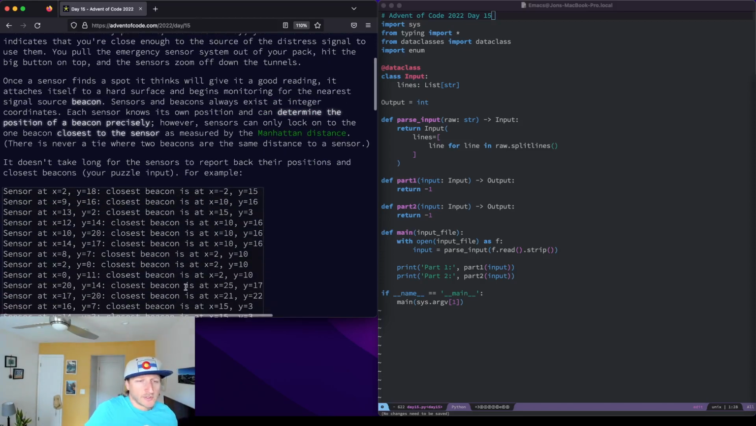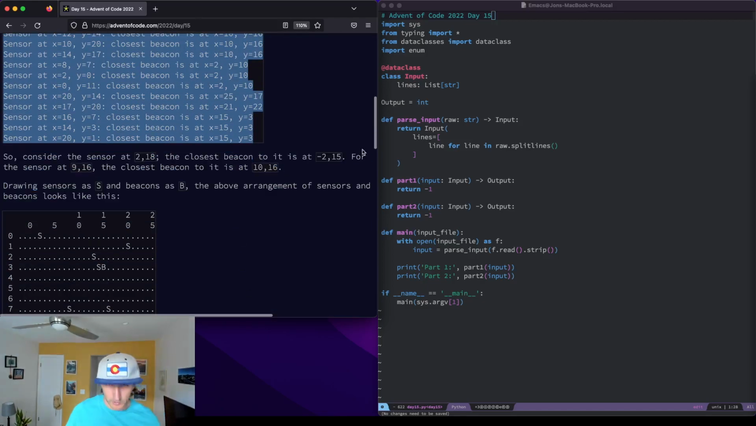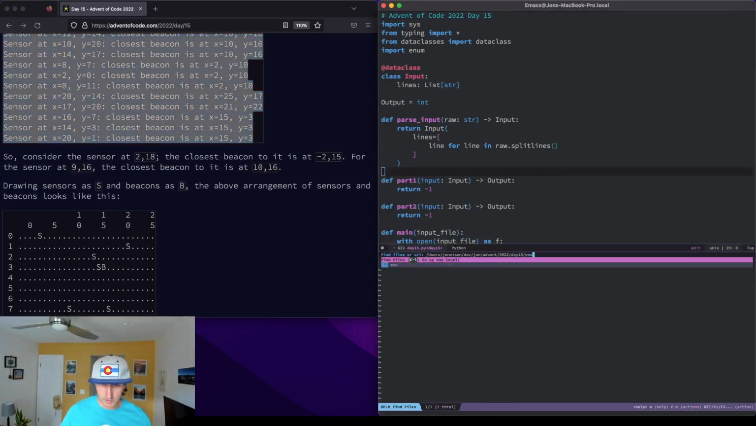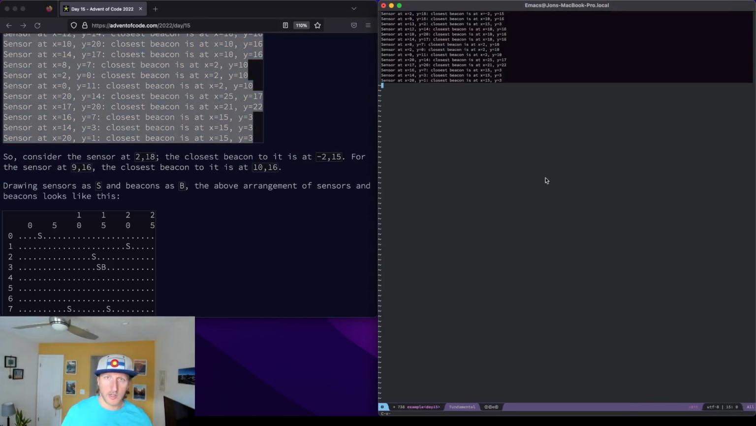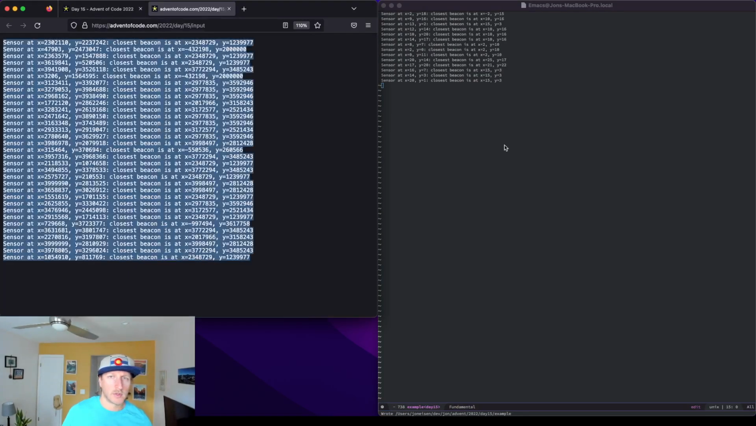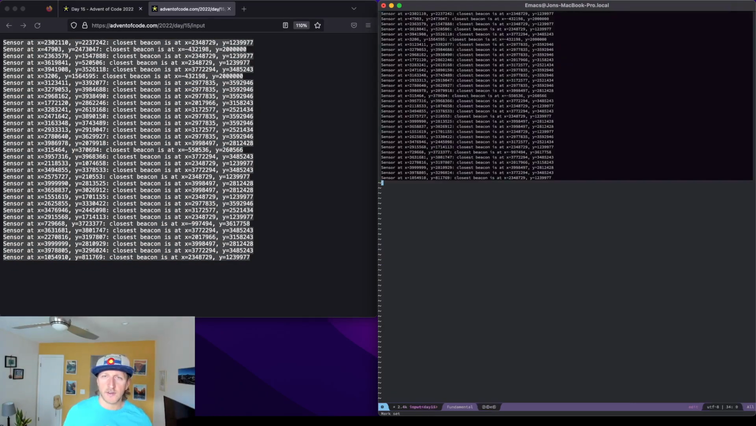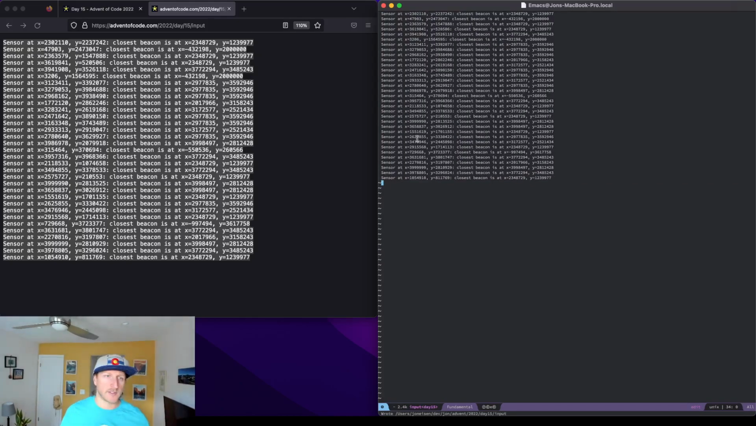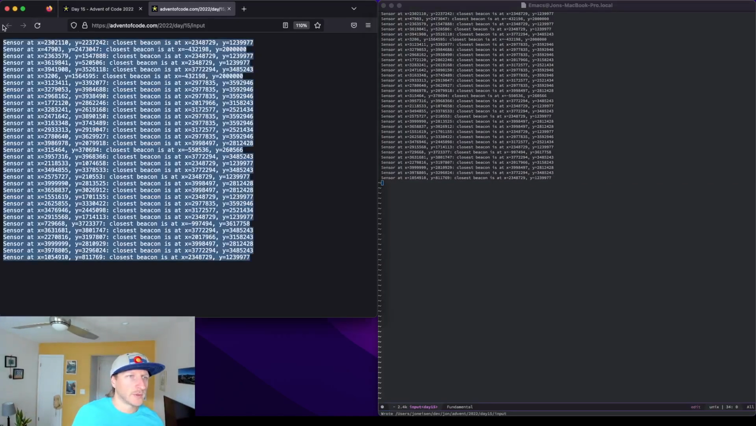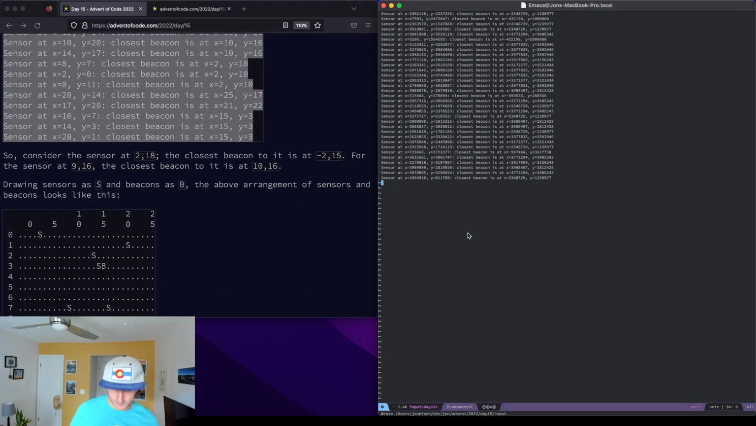It doesn't take long for your sensors to report back their positions and closest beacon. Your puzzle input. Let's copy this example real quick. And while we're copying, we'll copy the input. Right away, I'm noticing that the difference between the input and the example is just the size of the x and y numbers. There's really not that many more sensors.